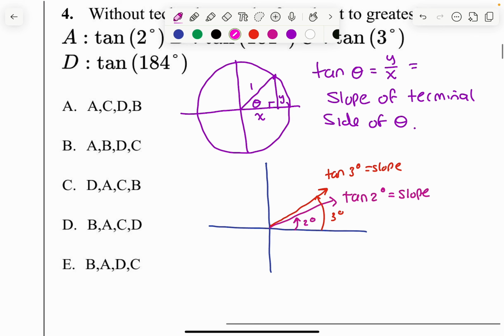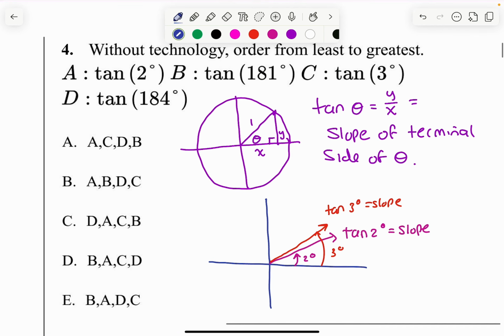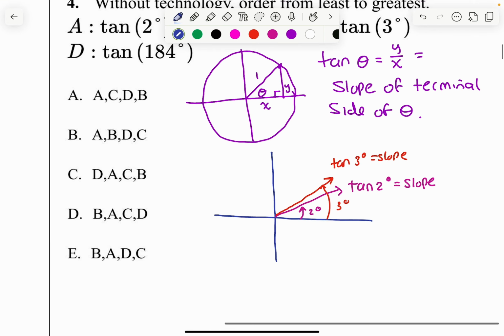But then what about these other ones? What about tangent of 181 degrees? Tangent of 181 degrees would bring you like here. And if I go 180, I'm there, 1 degree more, right? Let's say this little section is 1 degree. So the slope of this line is equal to the tangent of 181 degrees.